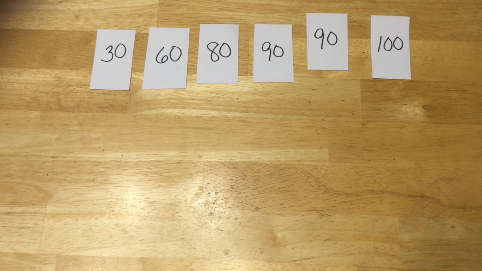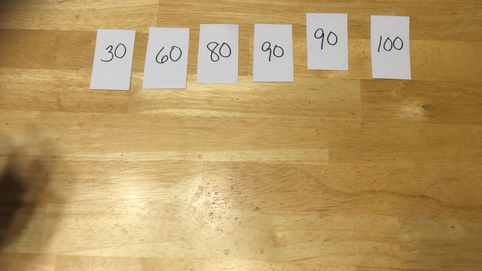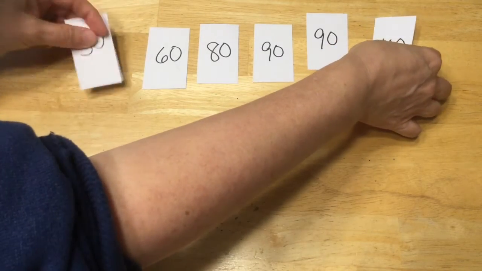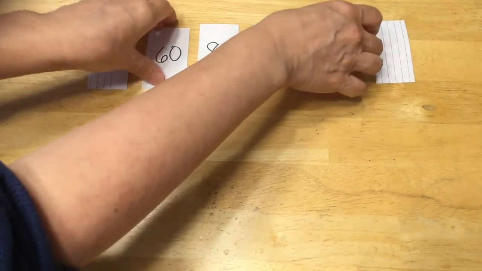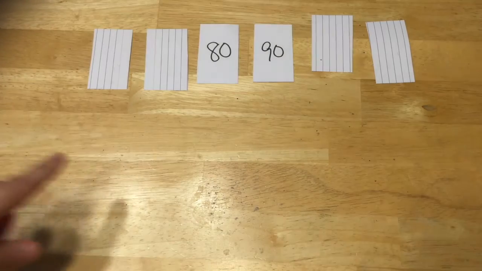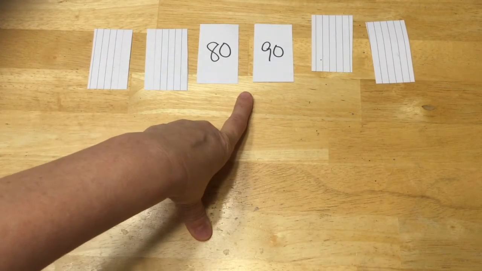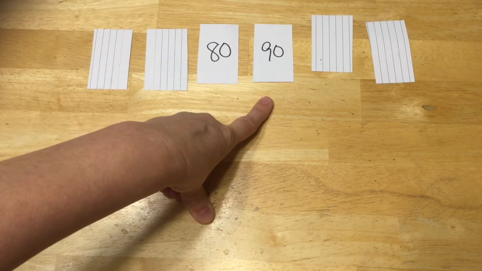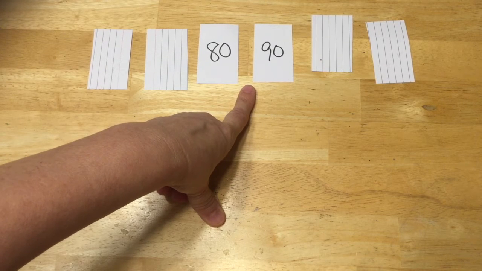Again, it's the middle number, but because you have an even amount, you're going to have two numbers in the middle. So I'm going to turn both of those over, and I'm going to turn both of those over. The median needs to be directly between the 80 and the 90. Well, what is directly between 80 and 90? That number would be 85.